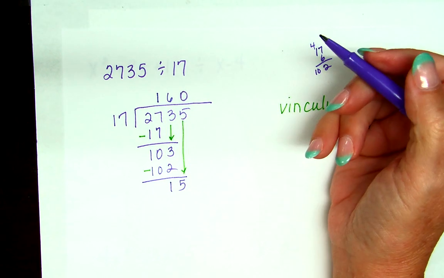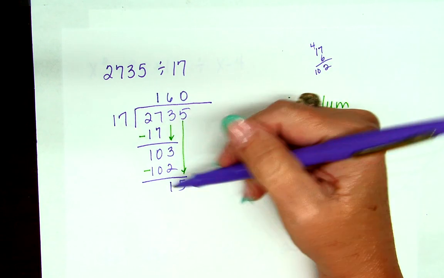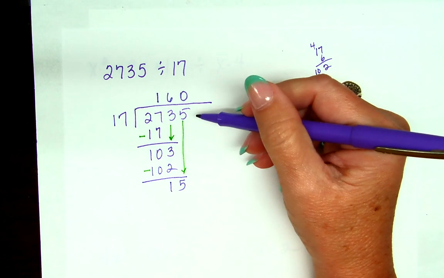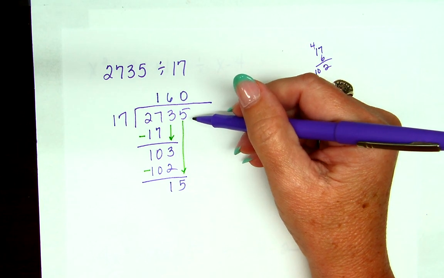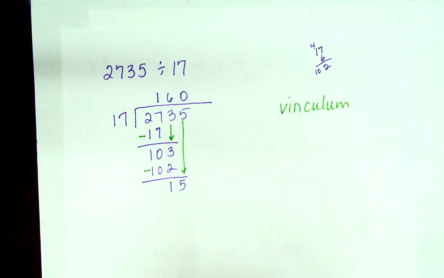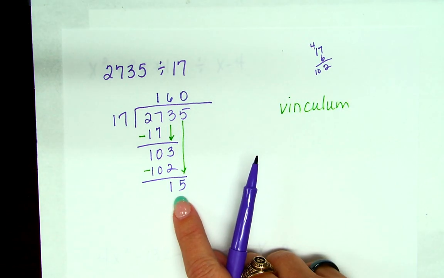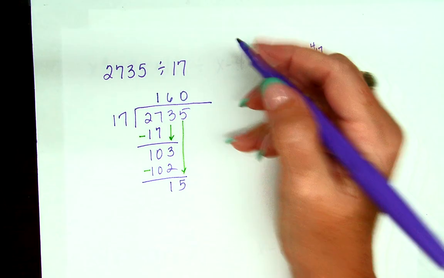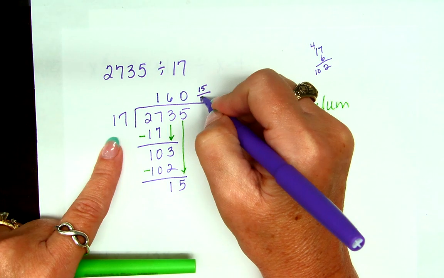I also know I'm done, right? Because 17 doesn't go into 15. Normally, if I wanted an exact answer, I would put a decimal and add some zeros after it. We're not doing that today, so I'm not going to do that now. We're going to stop here, okay? But what is this number called? The remainder, right? So it's what was left over.